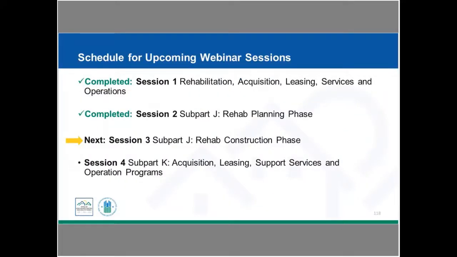So just a reminder, next week we're going to be doing the second half of Subpart J. So we've talked quite a bit about staffing and planning, thinking about the qualifications needed for folks' level of evaluation and treatment. In our second half, we're going to be talking more about the actual construction phase and some of the steps, some of the responsibilities for that grantee. So I really encourage you to participate in the second half of this next week. And then also our fourth session is for projects that are acquisition, leasing, support services, and operation programs.